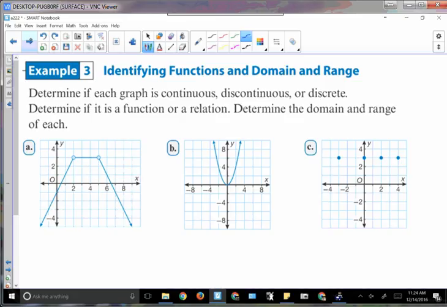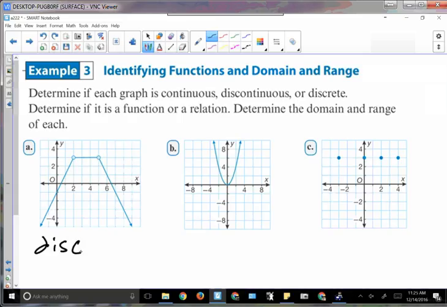So, here's the next question. Are they continuous, discontinuous, or discrete? And is the function a relation? And if it is, determine the domain and the range. So, let's go take a look at A here. Okay, so it's discontinuous.